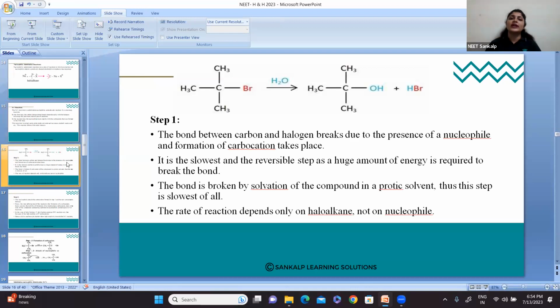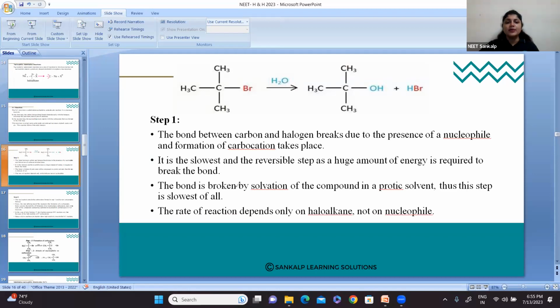Why do they follow first order kinetics? Because the rate of the reaction depends upon the concentration of only the substrate. Remember, the rate of the reaction depends on only the concentration of substrate. Then this is the main reaction. What is happening here? We are converting tertiary butyl bromide in the presence of a polar protic solvent like water to tertiary butyl alcohol.